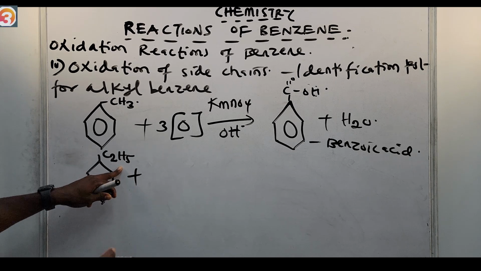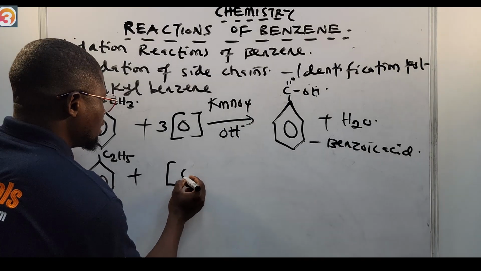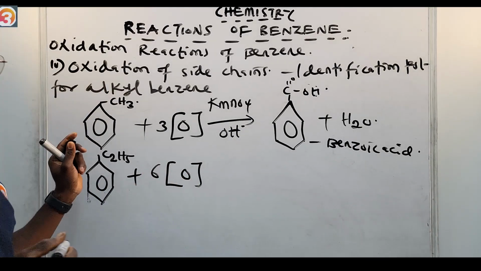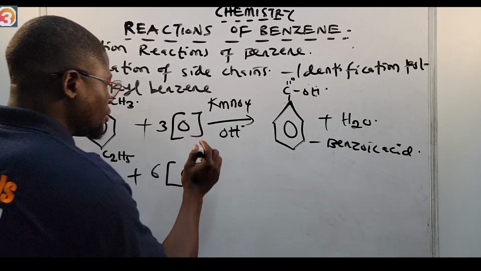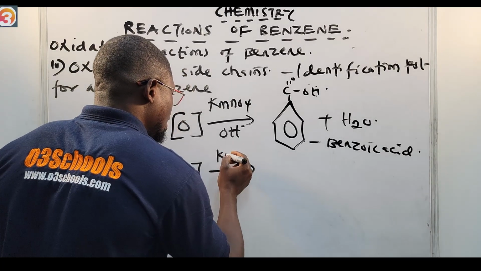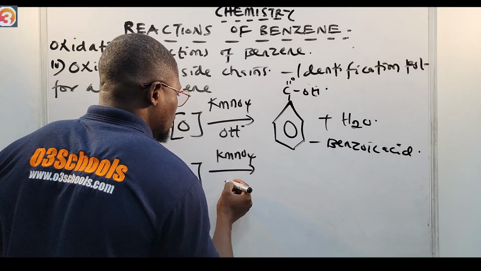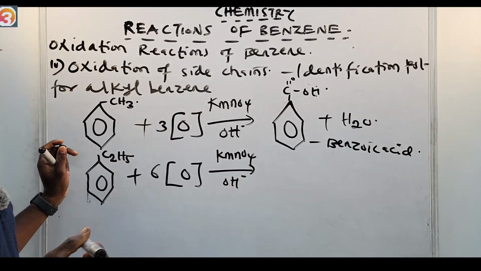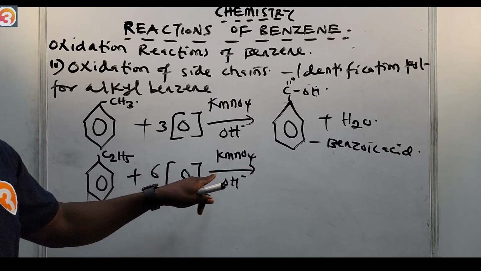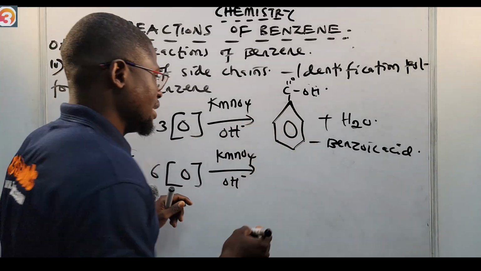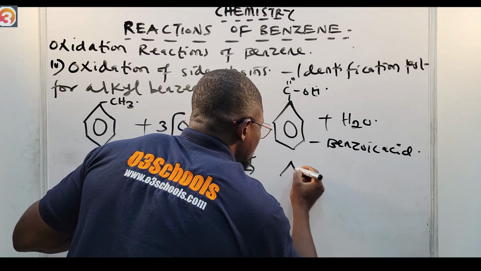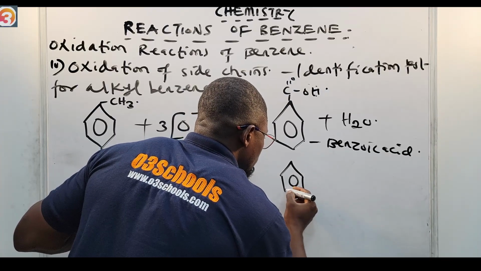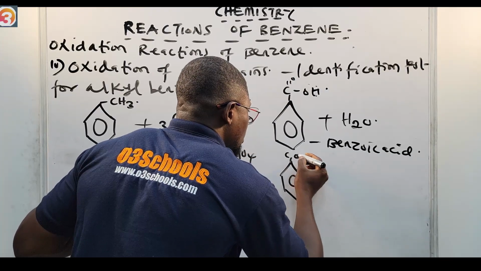So it gets oxidized to what? Let me draw that, a balanced reaction. 6 atoms of oxygen, the same condition, KMnO4 then OH minus. And then this side chain gets oxidized to a carboxylic acid. So I'm going to have this, COOH.